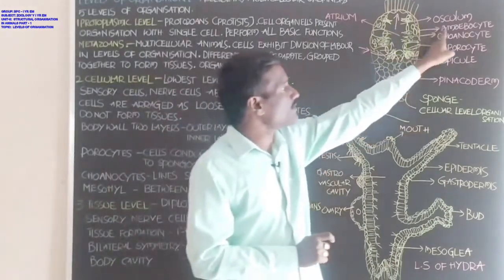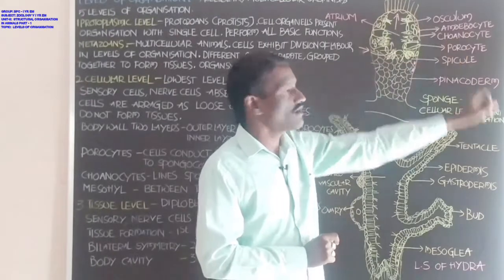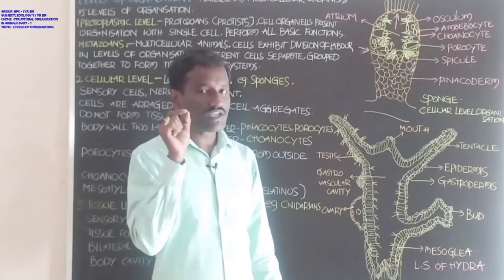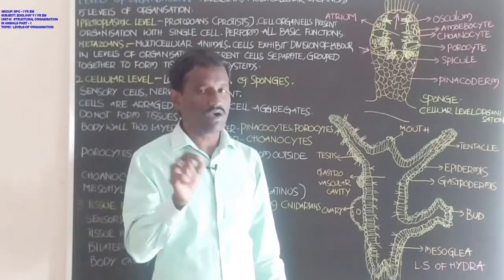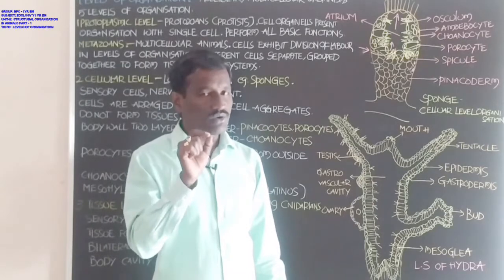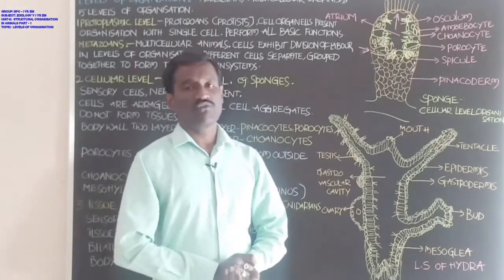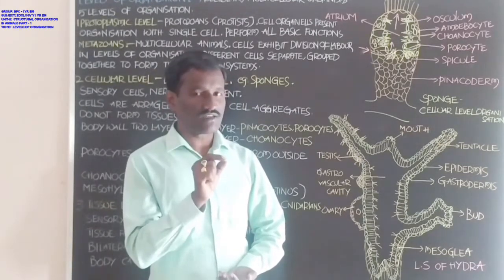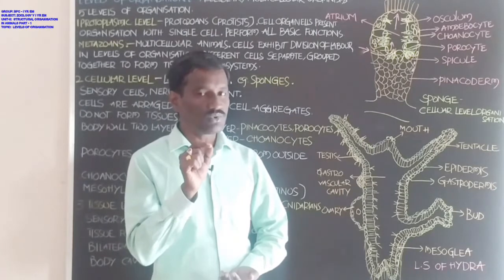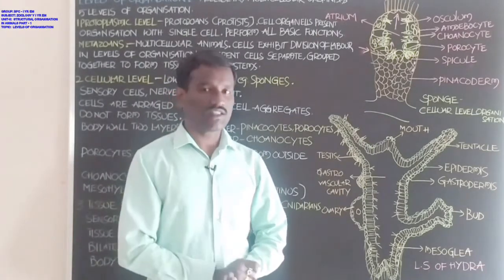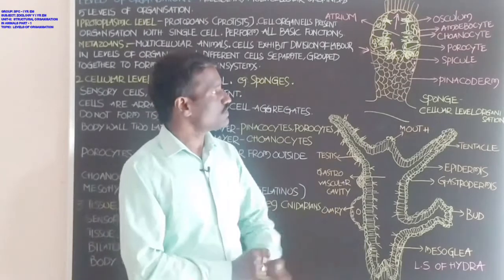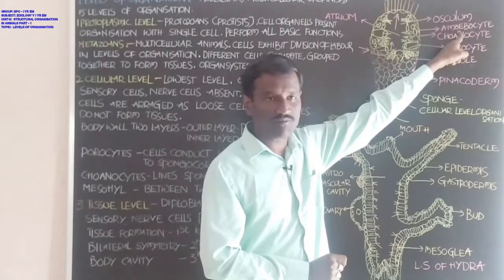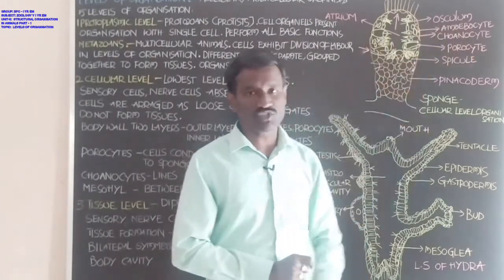Next, amoebocytes. What about the amoebocytes? Amoebocytes are another type of cells present in the body of sponges. These are the amoebocytes, also called totipotent cells. Why are amoebocytes called totipotent cells? These cells have the ability to transform into other cells in the body. Amoebocytes have pseudopodia, which help in movement, hence the name amoebocytes.